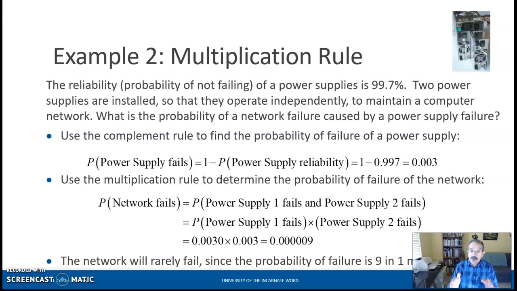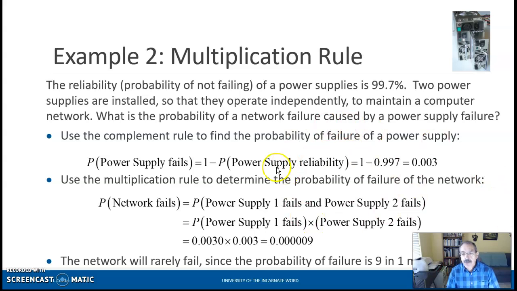Now these power supplies are installed so that they're independent of each other. So to calculate the probability that the network fails because a power supply failed, we simply multiply the probability of failure of each power supply, which in this case are the same. If you multiply 0.003 times 0.003, you get 0.00009. That is, this network will rarely fail because of a power supply, because the probability of failure is 9 in 1 million or 0.0009%.